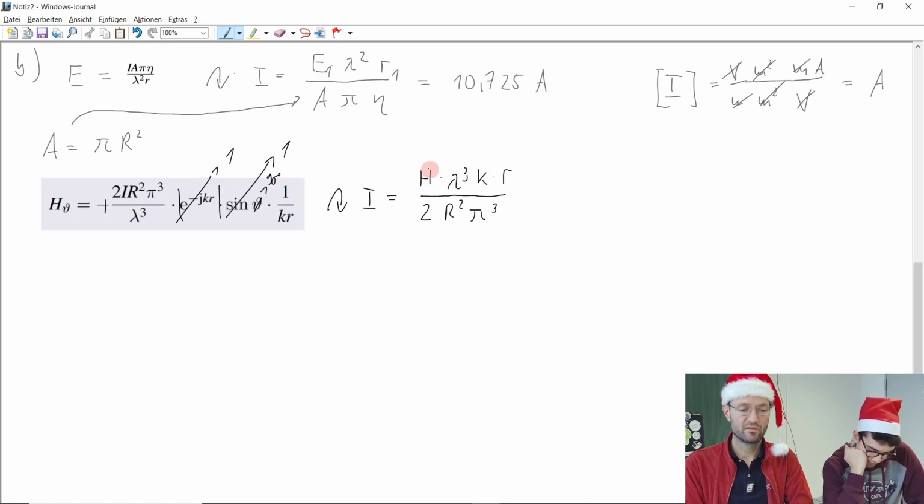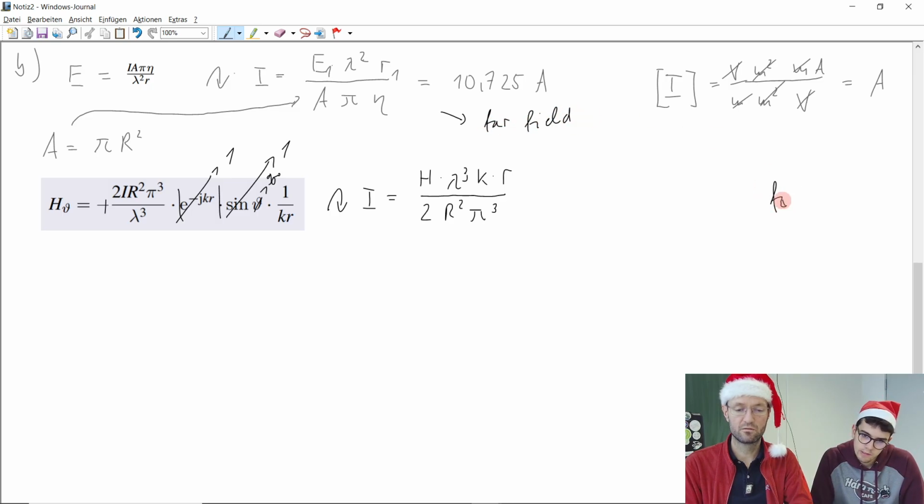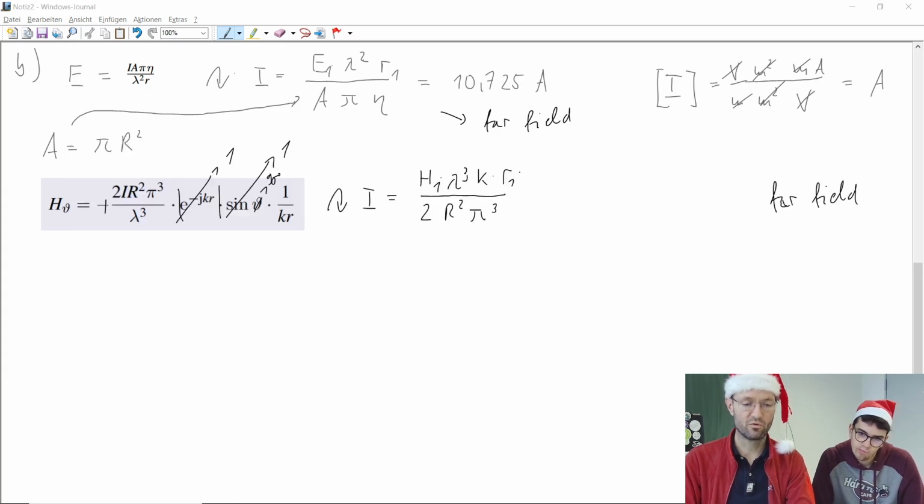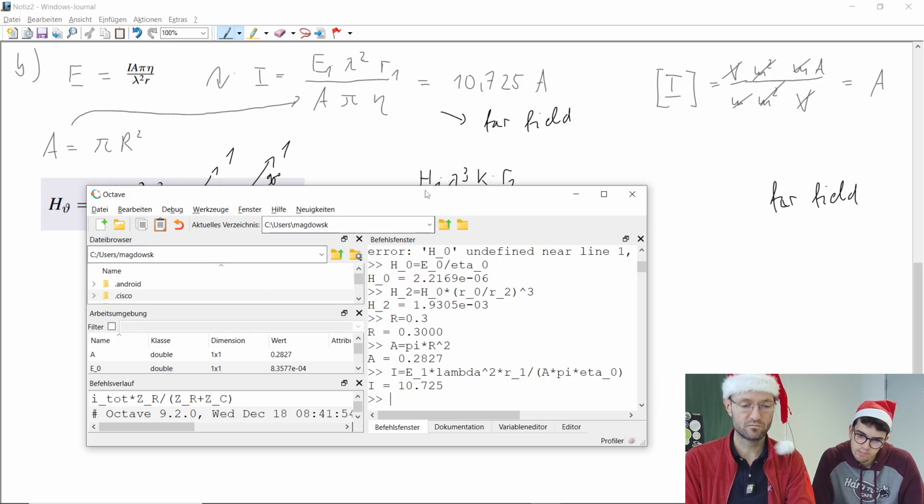And so this is also valid for far field, right? Maybe I should add here what we have done here on the top was far field. What we do now is also far field. So we need to have some far field strength, and we need to have some far field distance. And so here we used E1 and R1, so here we can also use H1 and R1.